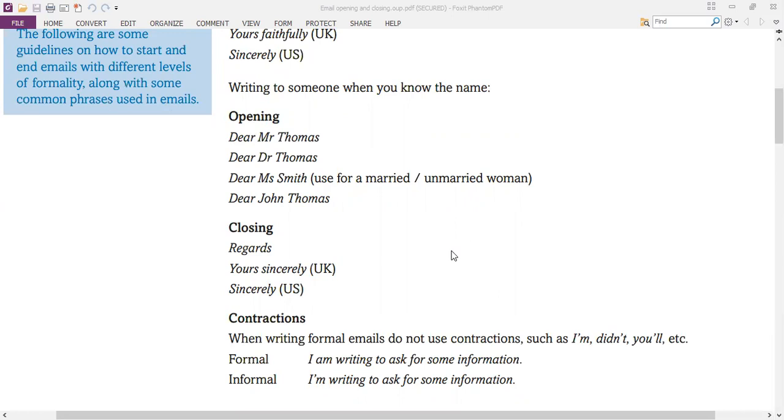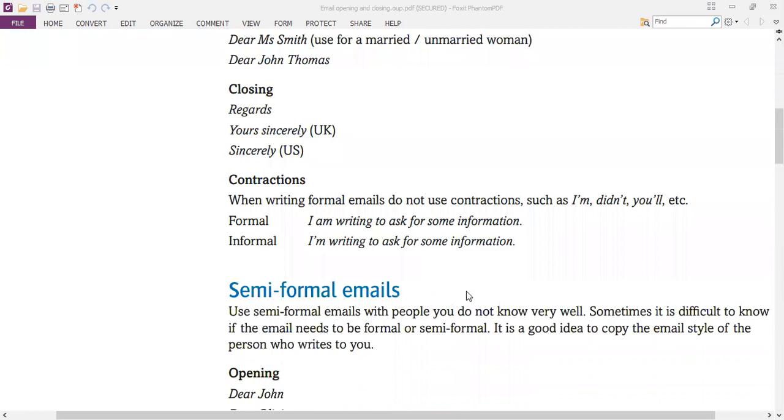So for closing in these sort of situations, you can use the word regards or yours sincerely or sincerely, following the pattern that is usually followed in your context.